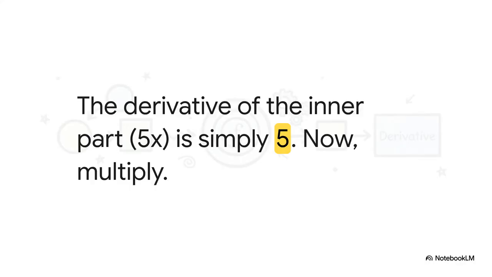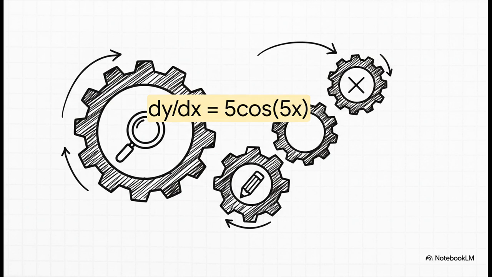And for step 3, we multiply by the derivative of the inner function. And what's the derivative of 5x? It's just 5. So we take our result and multiply it by 5. And there you have it. The final answer is 5 times cosine of 5x.